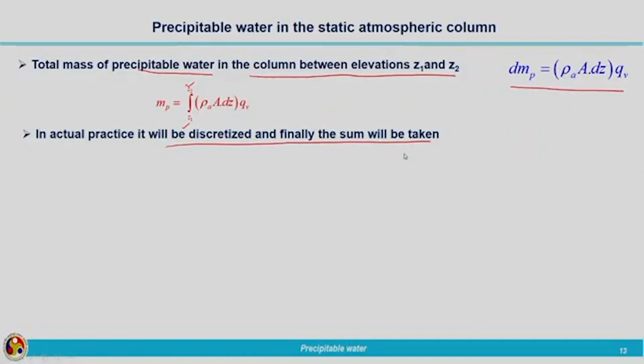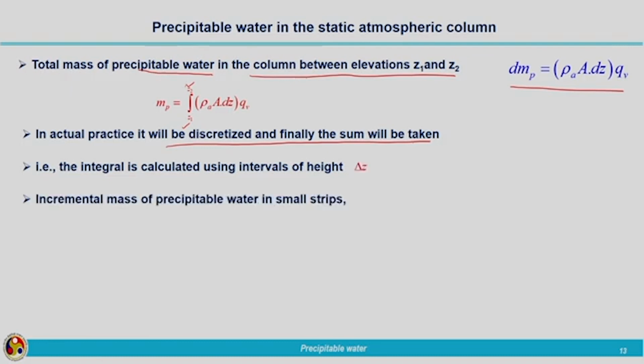So, for simplicity, we will be discretizing, and finally all these discretized values will be added up to get the total quantity of moisture present in the atmospheric column. So, the integral is calculated using intervals of height delta z.